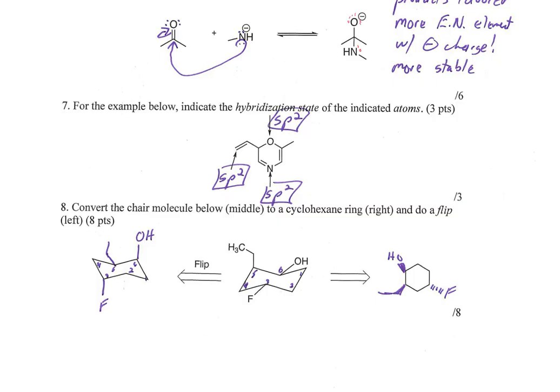Now, like we said, every wedge and dash structure has two different chair structures, right? This wedge and dash structure could be drawn two different ways. So we draw the wedge and dash. I like to think of up as wedged. So OH, ethyl, and fluorine is dashed then. So the OH and the ethyl are both up. Fluorine's going down.